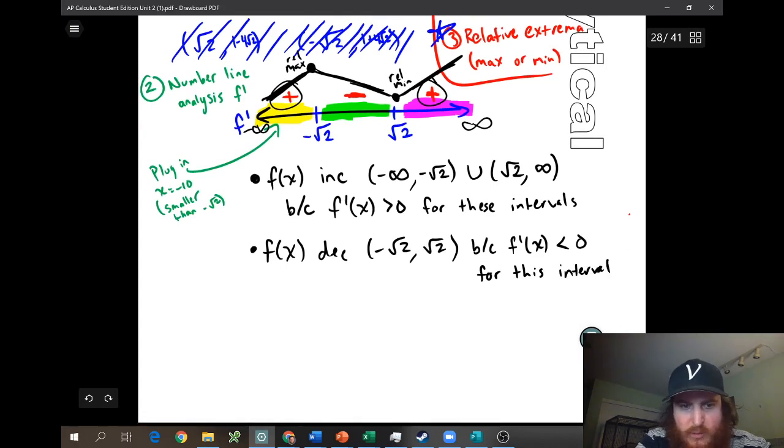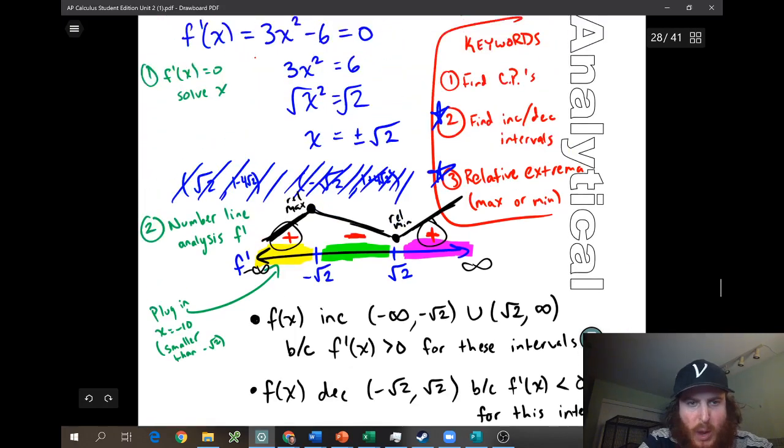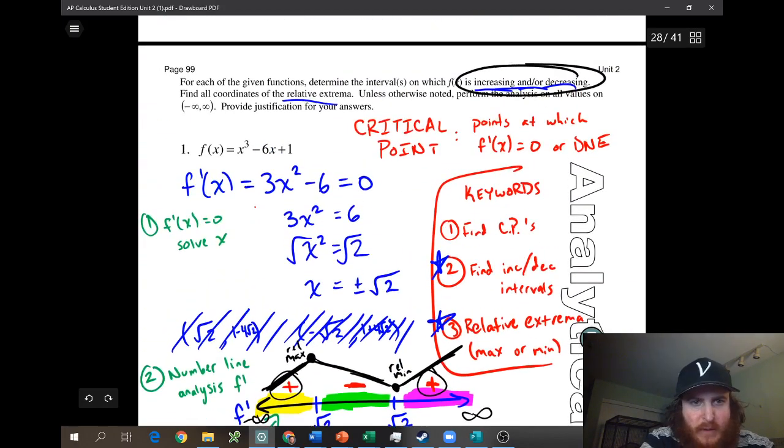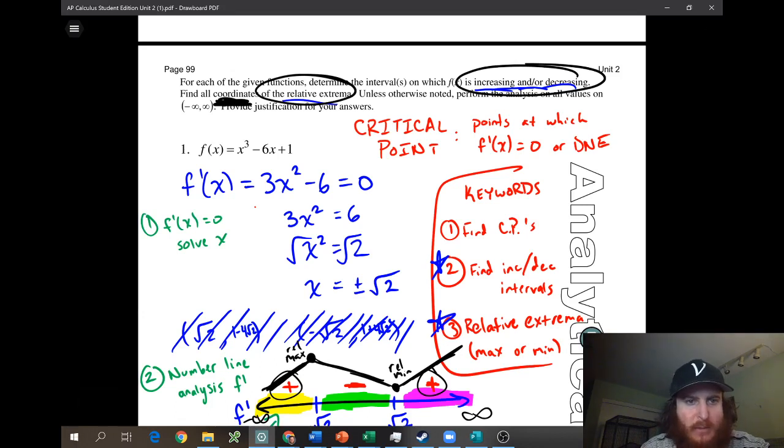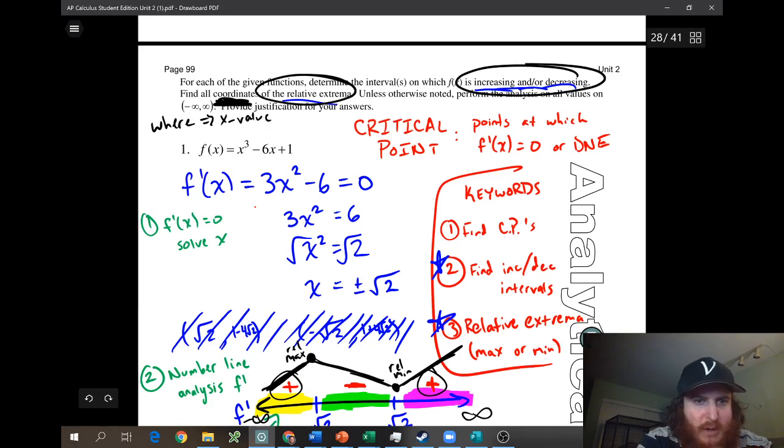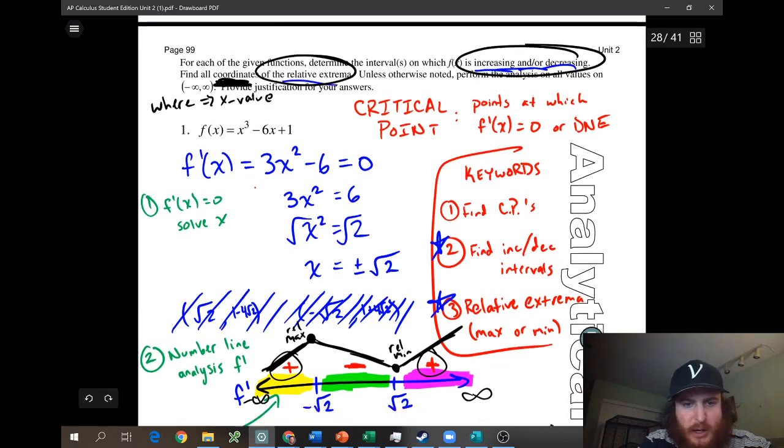Okay, next we'll do our relative max and relative minimum. Why? Because they said to find all coordinates of the relative extrema. Now, when they say coordinates, this is important. Coordinates means the x value and the y value. So we did need to plug this in. Now, this is kind of a little bit weird, but sometimes they're going to just say find where, right? If we see the word where, that just means the x value. Or they might even say to find the x value. If we see coordinate, we want to go back and actually plug it in.